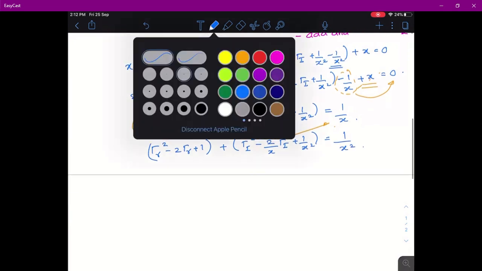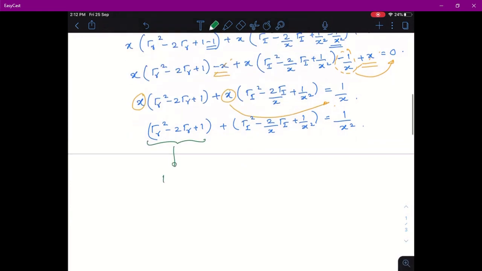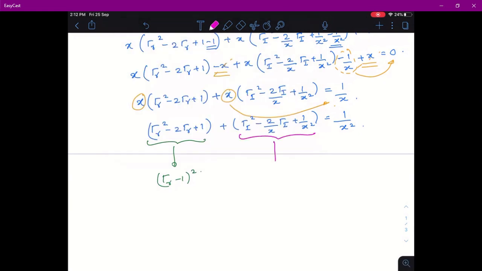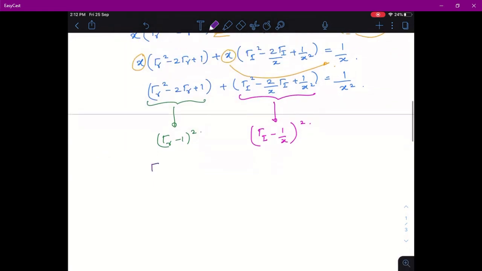Okay. Now, if you look at this term, this is basically (tau r minus 1) whole square, and if you look at this term, this is basically (tau I minus 1 by x) whole square. Okay. So, I can write that complete equation as (tau r minus 1) whole square plus (tau I minus 1 by x) whole square is equal to 1 by x square.